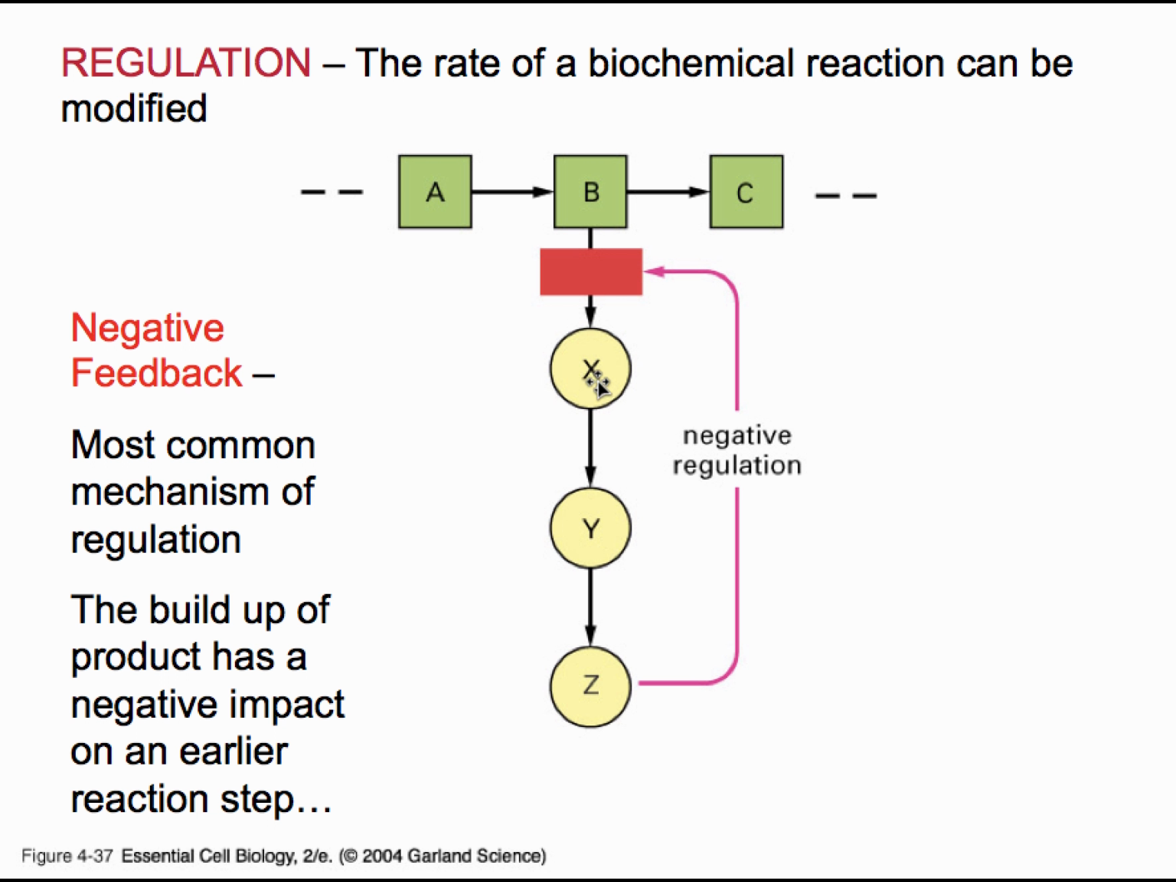The enzyme in red will have a location on its surface which would then be able to bind temporarily the molecule Z. The binding of Z to the red enzyme will cause a change such that its active site for B no longer is available. Therefore, this pathway would automatically be downregulated or shut down. Downregulation simply means slowed down.